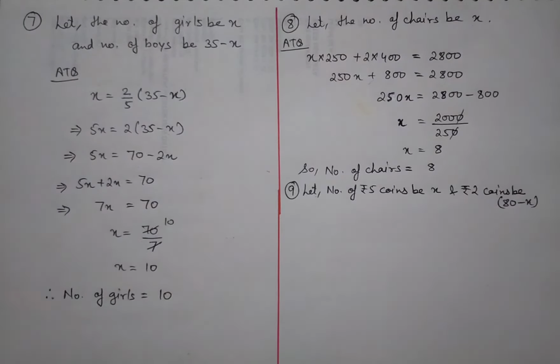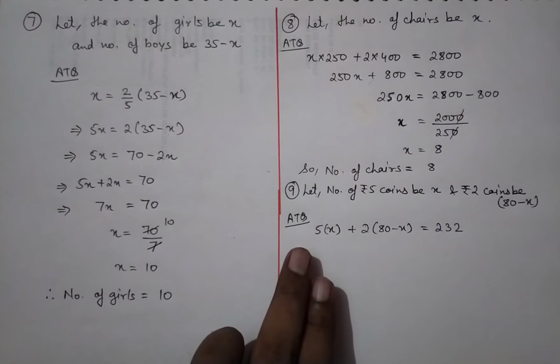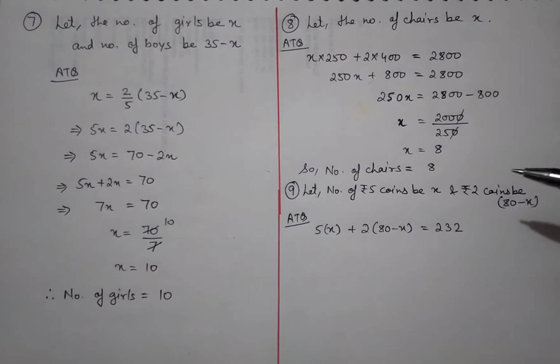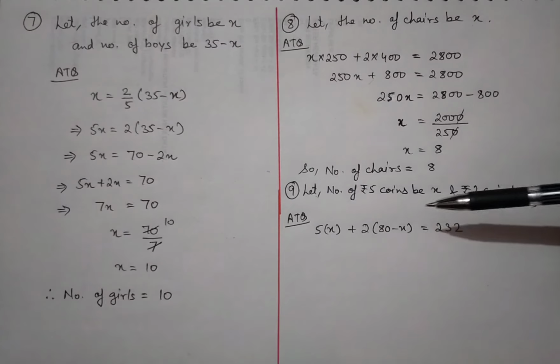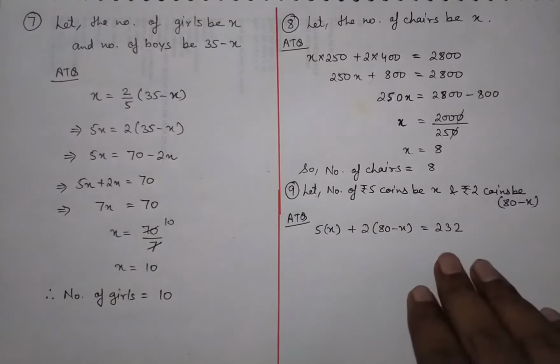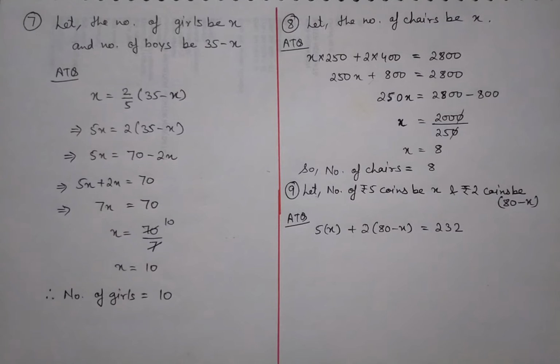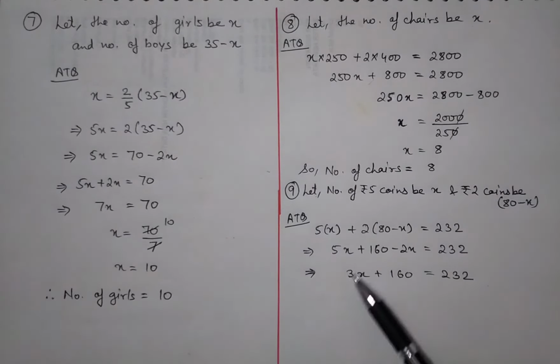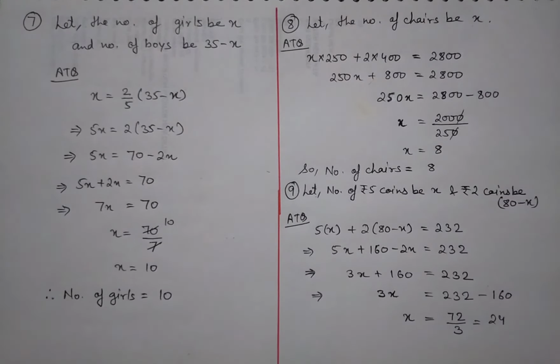And according to the question, इनके पास 5 रुपीज़ के x कॉइन्स थे तो उसकी टोटल वैल्यू हो गई 5 इंटू x, और 2 रुपीज़ के 80 माइनस x कॉइन्स थे तो उसकी टोटल वैल्यू हो गई 2 इंटू दिस, और इनके पास टोटल जो अमाउंट था वो था 232. So we have got this equation and now we are going to solve for x, and therefore first of all we are going to open this bracket, and on solving the bracket and solving this one we have got this much. Now we are going to shift 160 on the other side और फिर उसके बाद हम इसे 3 से डिवाइड करेंगे, and here we get the value of x as 24. This means Hina has 24 5 rupees coins.